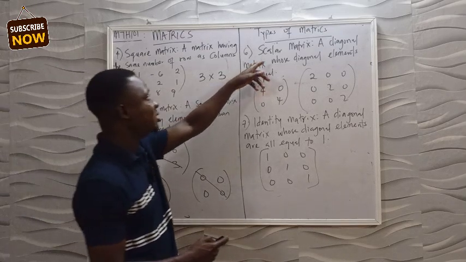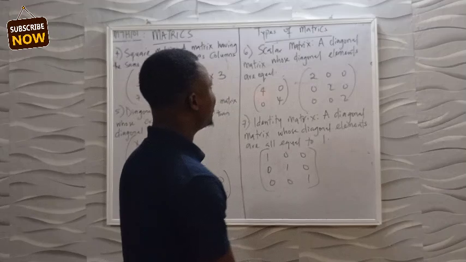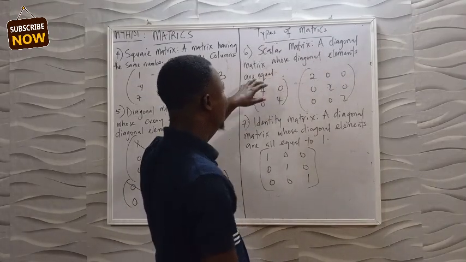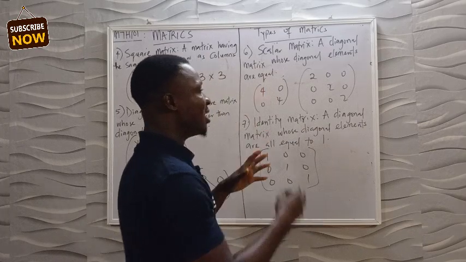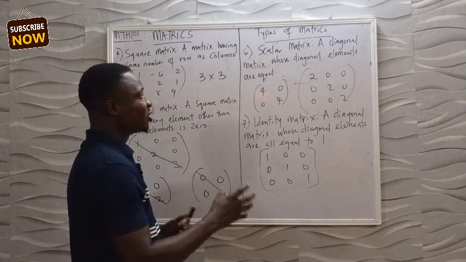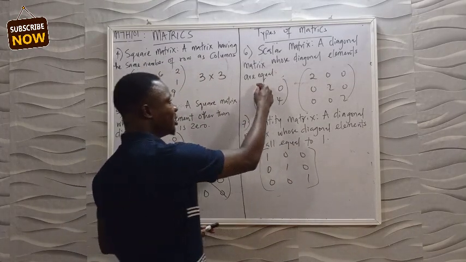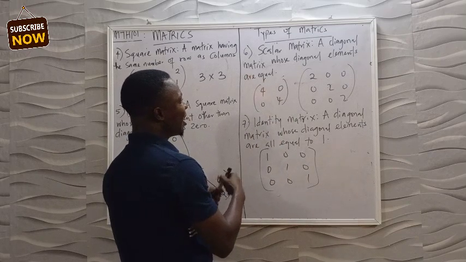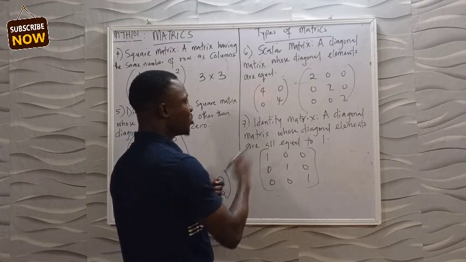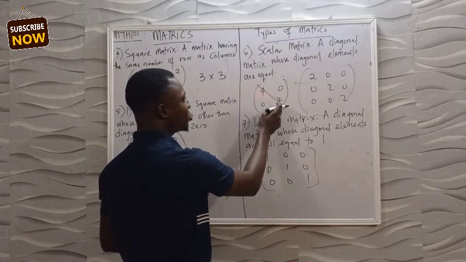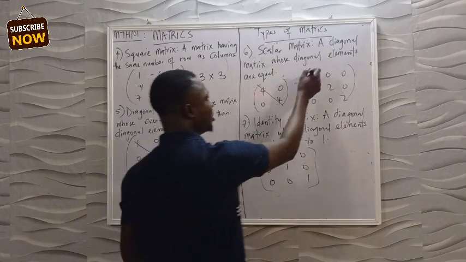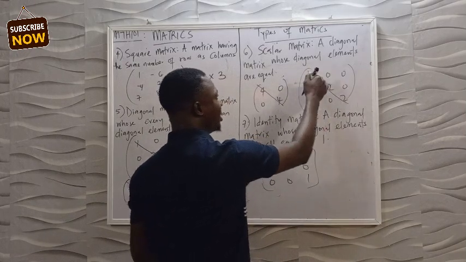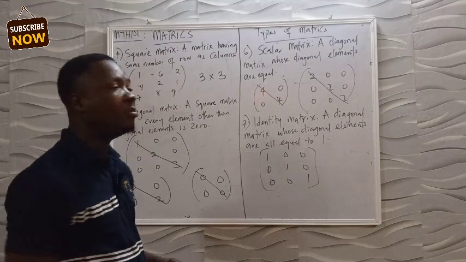The next one is the scalar matrix. A scalar matrix is a diagonal matrix whose diagonal elements are equal. So when we have a matrix where the diagonal elements, and I've told us the position of the diagonal, from the top left drawn down, are all equal, for instance, 4 is equal to 4, this is a scalar matrix. We see this as well. All the numbers on the diagonal are equal, and it's called a scalar matrix.